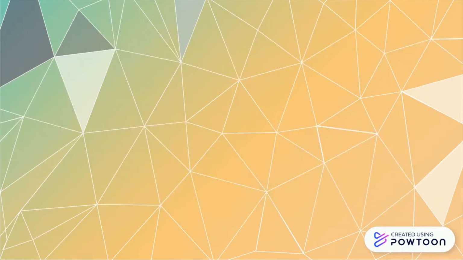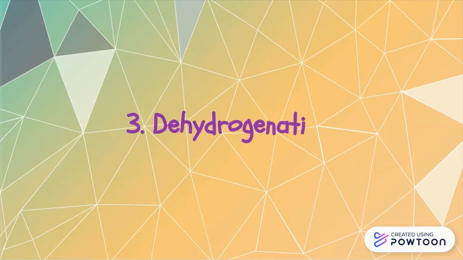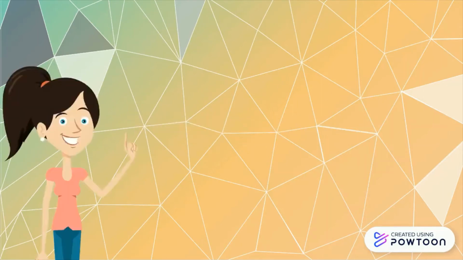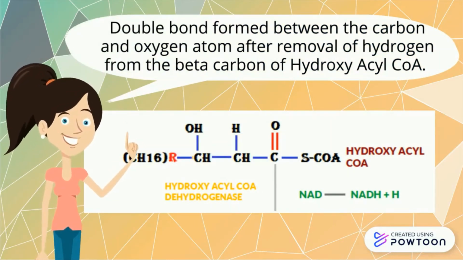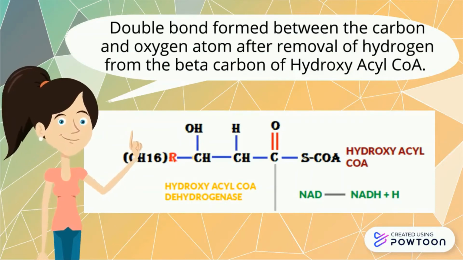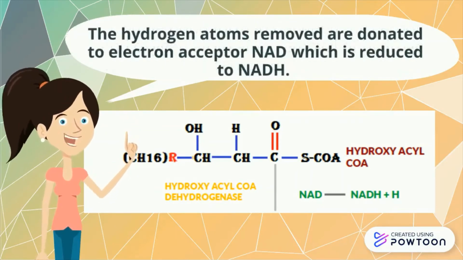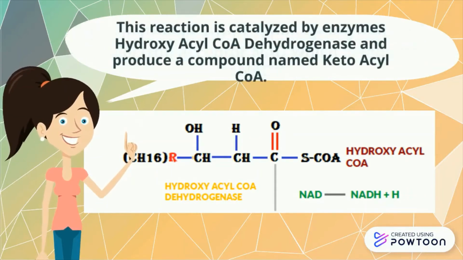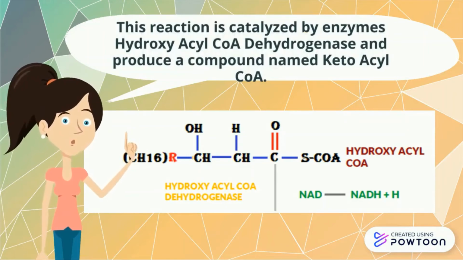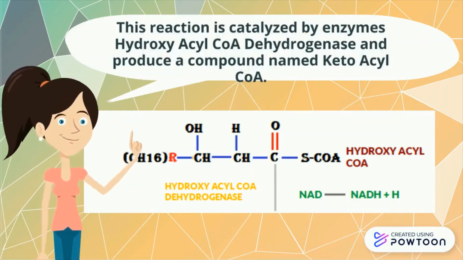The process continues with a third reaction, which involves a dehydrogenation reaction again. A double bond is formed between the carbon and oxygen atom after removal of hydrogen from the beta carbon of hydroxyacyl-CoA. The hydrogen atoms removed are donated to the electron acceptor NAD, which is reduced to NADH. This reaction is catalyzed by the enzyme hydroxyacyl-CoA dehydrogenase and produces a compound named ketoacyl-CoA.